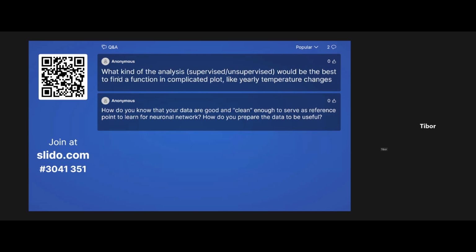What kind of analysis, supervised or unsupervised, would be the best to find a function in a complicated plot, like yearly temperature changes? In this case, that really depends on what kind of data you're working with, or what your objective is. But if you're just trying to find the yearly temperature changes, you would do best to use an unsupervised method, and there are many unsupervised methods that are actually even simpler than AI.